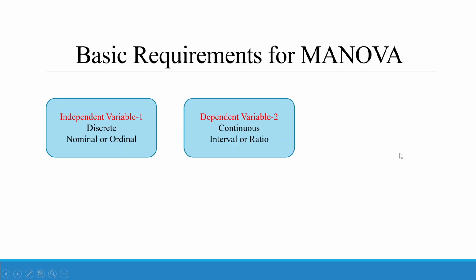Some basic requirements for MANOVA are: it requires one independent variable on a nominal or ordinal scale, that is discrete, and two dependent variables on an interval or ratio scale, that is continuous.